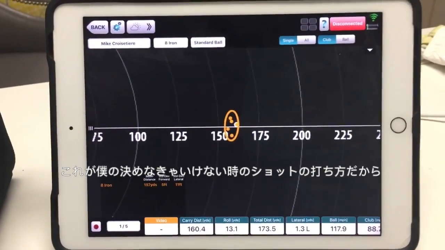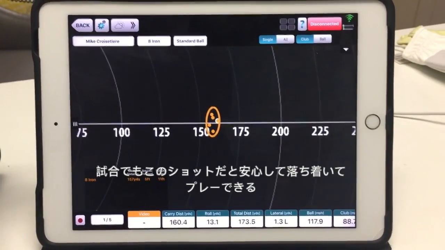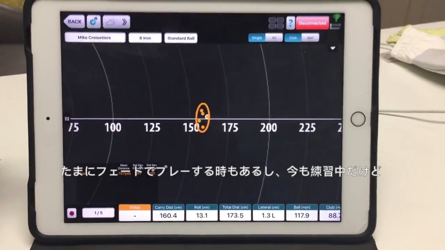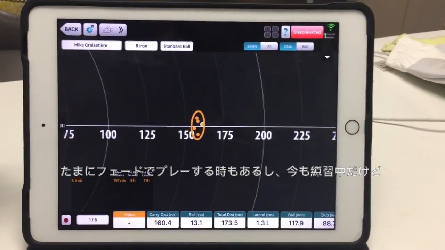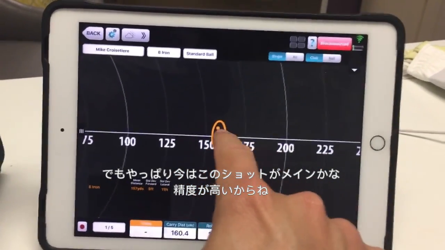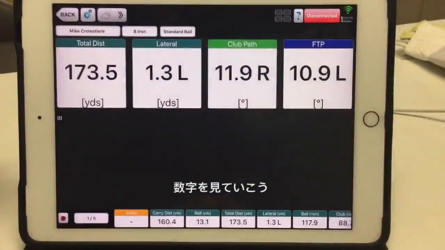That's like my go-to shot, like a little pull draw is what I play when I'm under the gun, and I'm just super comfortable pulling it off. I'm trying to work to a fade, and I might get there someday, but when I'm under the gun, this is the shot I'm going to hit, and obviously there's a big reason why. So let's go through some of the shots real quick.